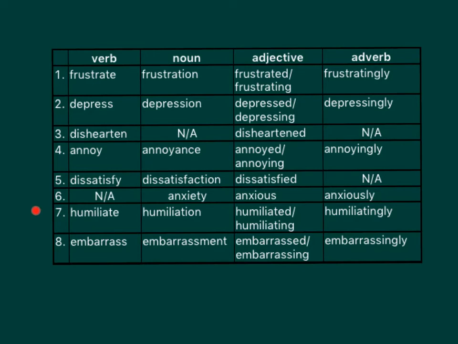Number 7, the verb is humiliate. The noun is humiliation. The adjective is humiliated or humiliating. The adverb, humiliatingly. Number 8, the verb is embarrass. The noun, embarrassment. The adjective, embarrassed or embarrassing. The adverb, embarrassingly.